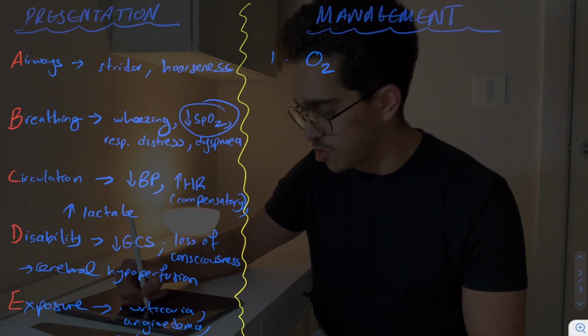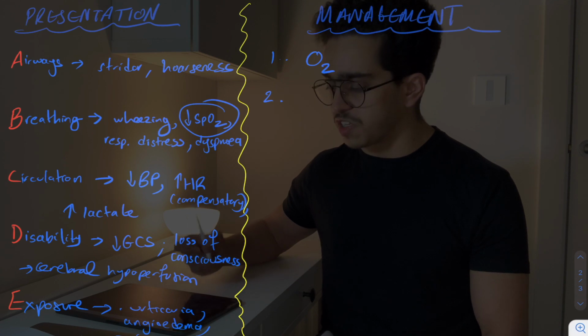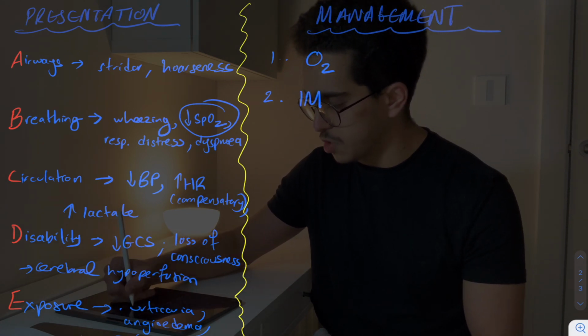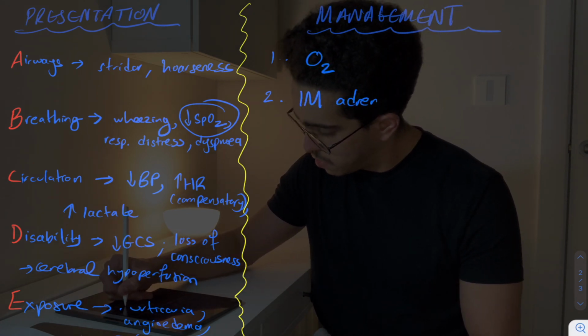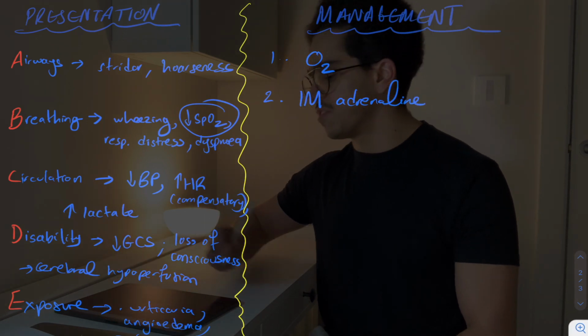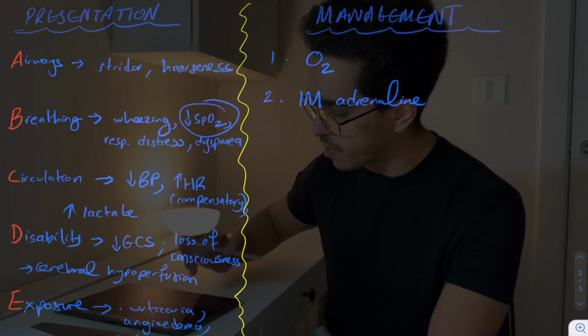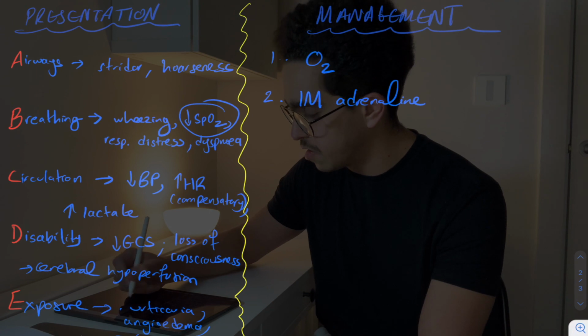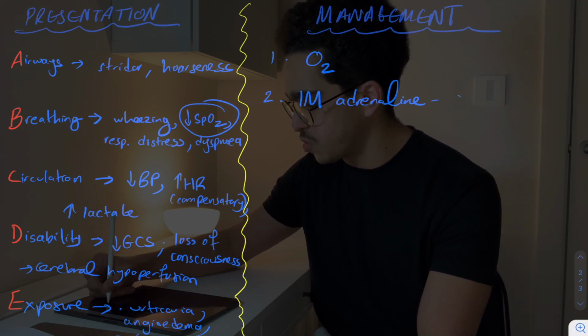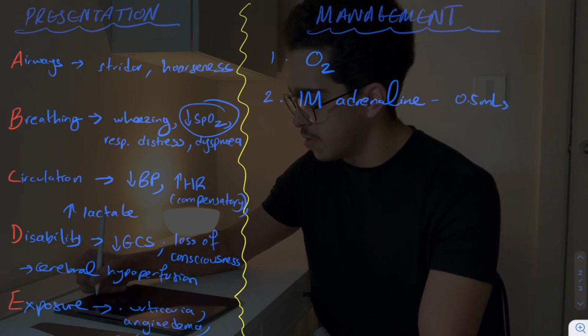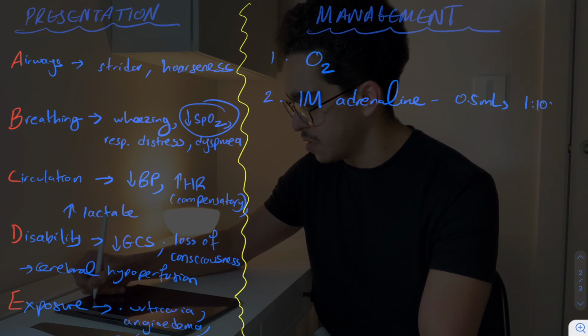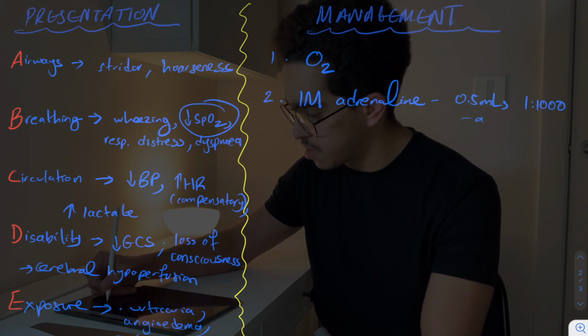What else can we give them as well? We can give them intramuscular adrenaline. Why do we give them intramuscular adrenaline? Okay, before that, the dose of the adrenaline for adults is going to be 0.5 mils, 1 in 1,000 for adults.